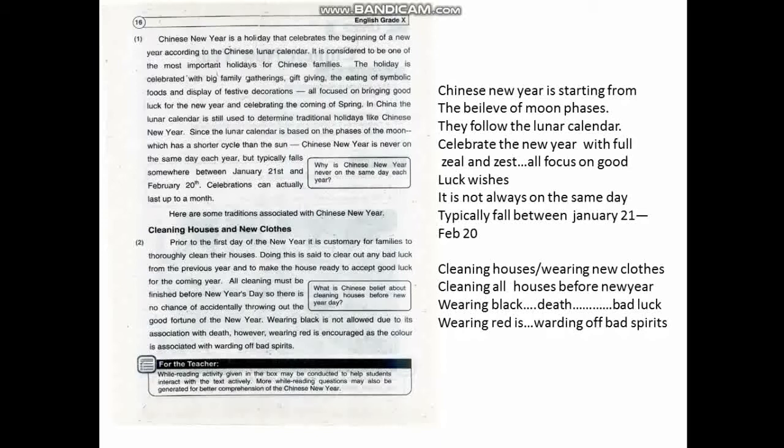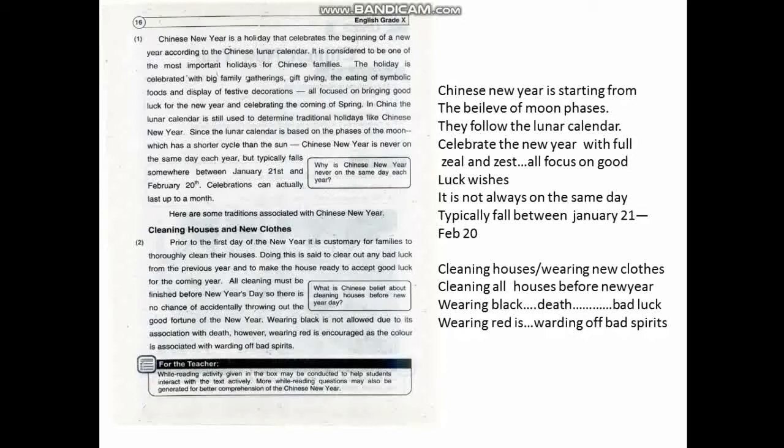In China, the lunar calendar is still used to determine traditional holidays like Chinese New Year. Since the lunar calendar is based on the phases of the moon, which has a shorter cycle than the sun, the Chinese New Year is never on the same day each year, but typically falls somewhere between January 21st and February 20th. Celebrations can actually last up to a month.